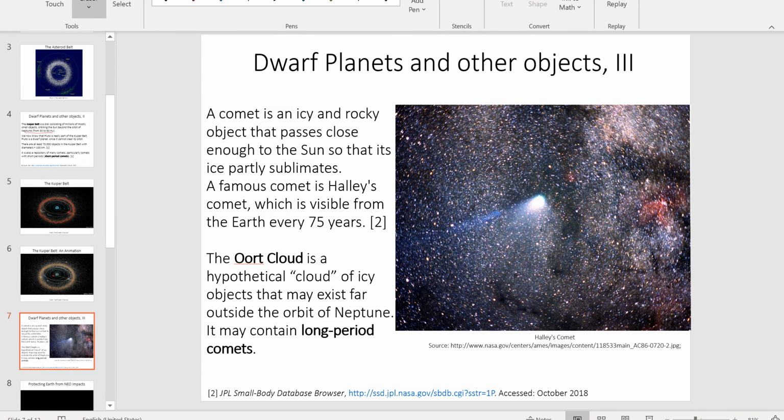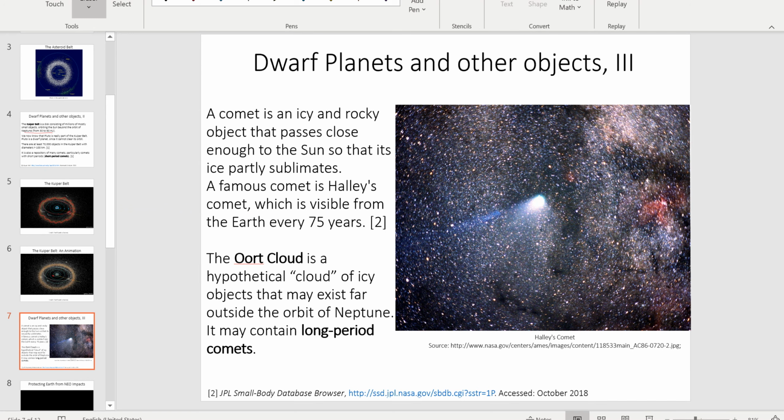Let's move on now to the Oort cloud and comets. I did mention what a comet was, just very briefly. Let's see if we can define it a little bit more precisely. A comet is an icy and rocky object that passes close to the sun. In fact, it passes close enough to the sun where it sublimates. And sublimation is a fancy term meaning the ice turns into gas.